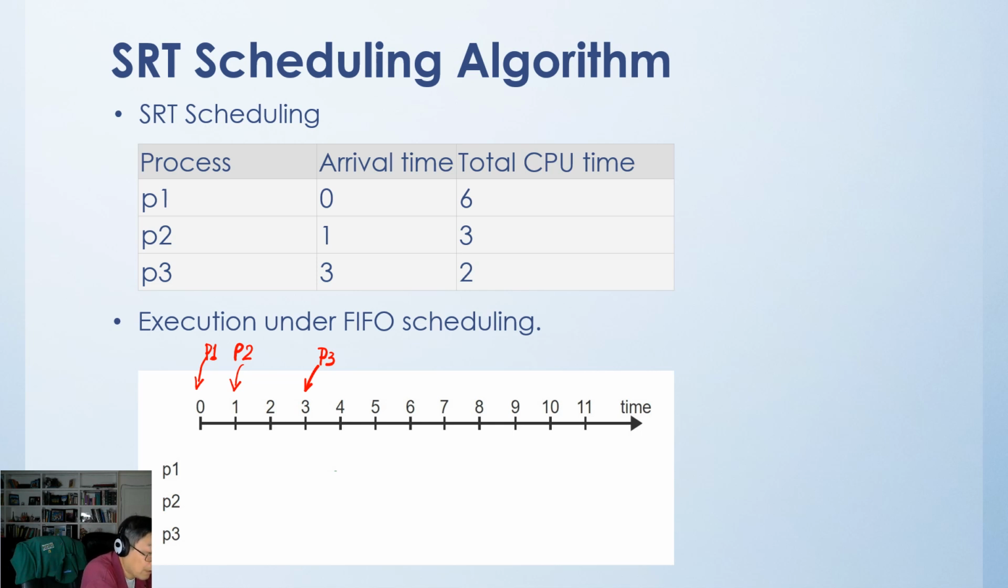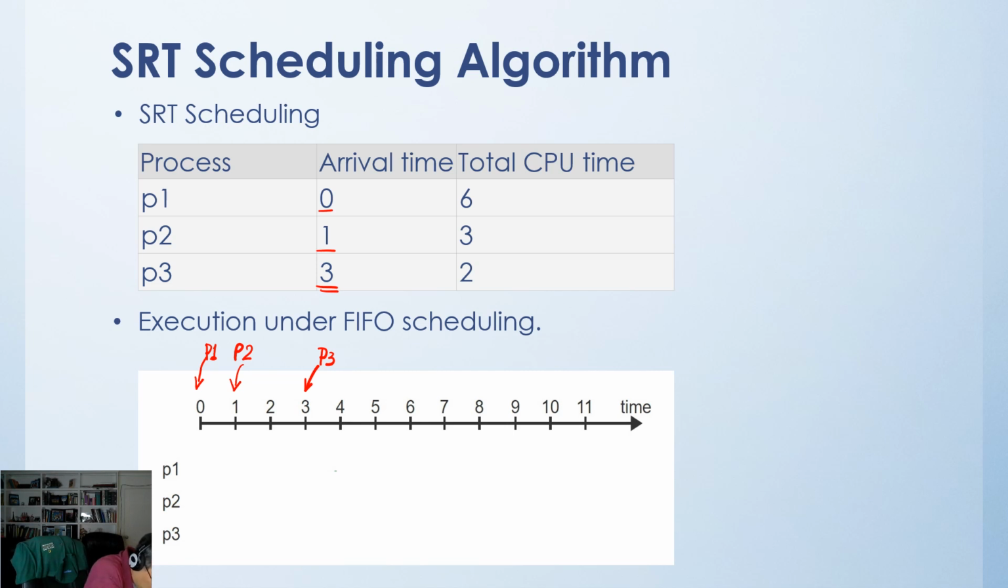P1 arrives at time 0, P2 arrives at time 1, and P3 arrives at time 3. Okay. So remember, we just did this for FIFO and also for SJF. But let's take a look at this example for SRT.